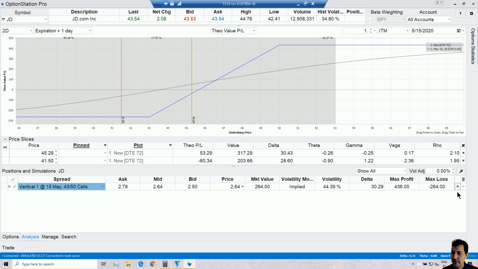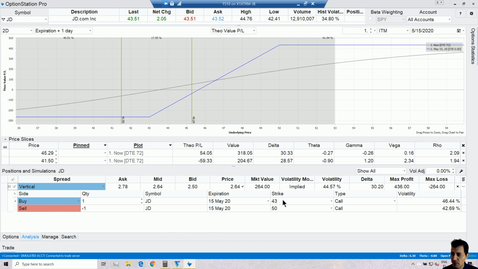And therefore, this trade, my friends, with the spread is valid using the 43 and 50 call on jd.com, using May 15, 2020 expiration date. So what I'm going to do is I'm just going to place an order here. I'm just going to trade.